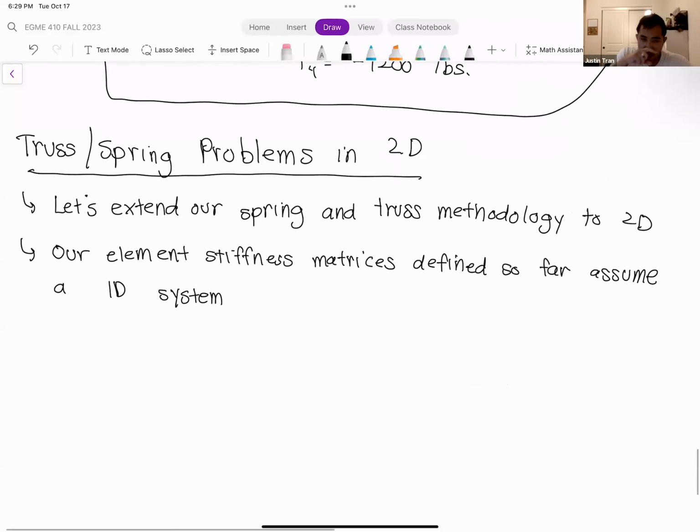And so it basically assumes that the deformation, or at least the way that we define the deformation, is going to take place along the axis of the truss element.